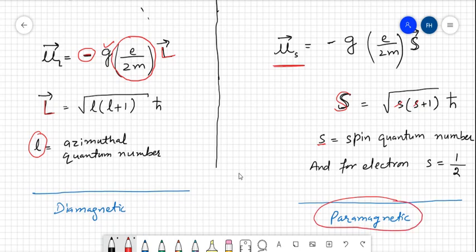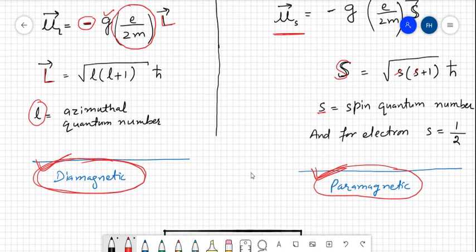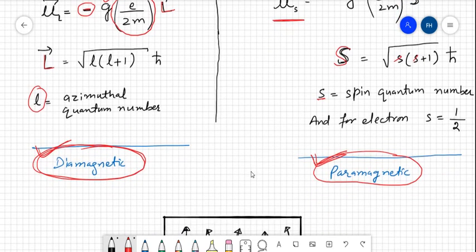we have the paramagnetic behavior, and from the orbital angular momentum we have the diamagnetic behavior. That we'll see in the coming lectures, that the reason for paramagnetism is the spin angular momentum, and the reason for diamagnetic behavior is the orbital angular momentum. So this is the main important thing that I want you to take away from this lecture: paramagnetism is due to the spin angular momentum and diamagnetism is because of the orbital angular momentum. Now, that we'll discuss in the coming lectures.